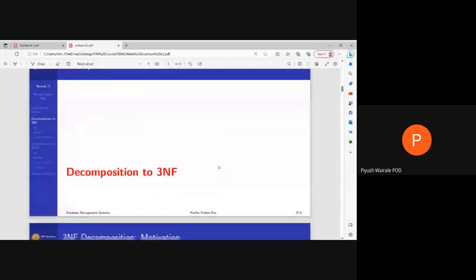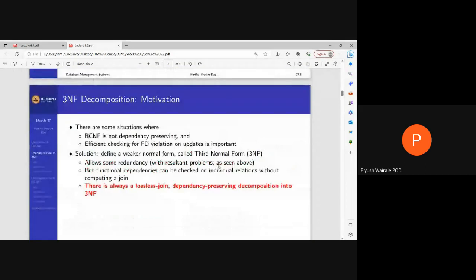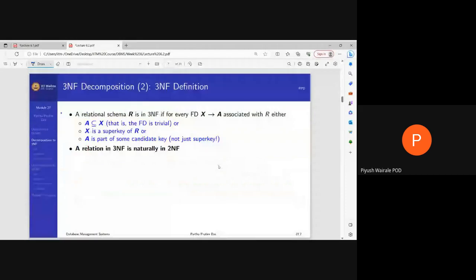So we have discussed 1NF, 2NF, 3NF, BCNF also. So how to decompose to 3NF, right? So here you can see, there is always a lossless join, dependency preserving decomposition into 3NF. Okay. So till 3NF we can preserve the dependency. And this is the condition for 3NF. Please try to remember all the conditions for 1NF, 2NF, 3NF, BCNF.